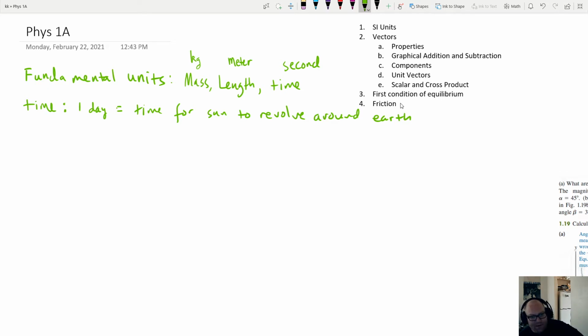Now, this is a particularly Earth-centric type of definition for time, right? If we define time based on the time that it takes for our sun to go around our planet, then that's a very Earth-centric kind of definition. So there's other ways that you can do this.